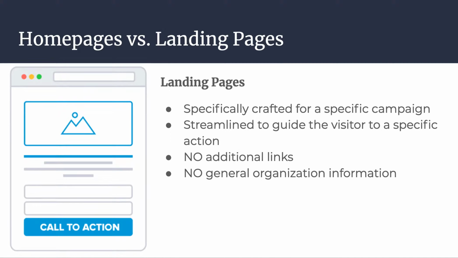The other type of web page is your landing page. These pages are specifically crafted to guide leads from a specific campaign through the sales process. You should have as many landing pages as you have campaigns. Your Google ads, Facebook ads, etc. should all be linking to a specific landing page. Let me reiterate, this is not your main website.